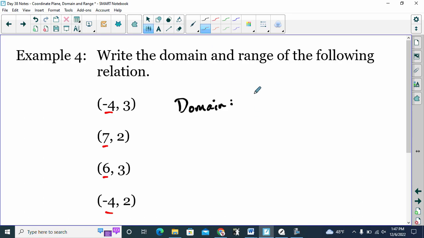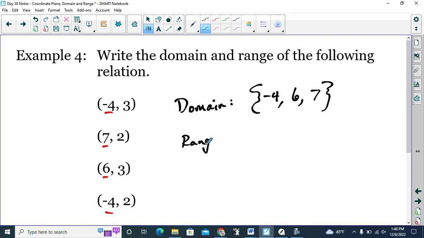We use set notation, so we use the curly brackets, and we list those from least to greatest. So the first one I'm going to put, the smallest x value is -4, comma. I have another -4. I don't list it twice. I just put it once to show that it's part of my domain. The next smallest x is 6. The next smallest x is 7. And now I have taken care of all of the x's. This means that my x values are -4, 6, and 7.